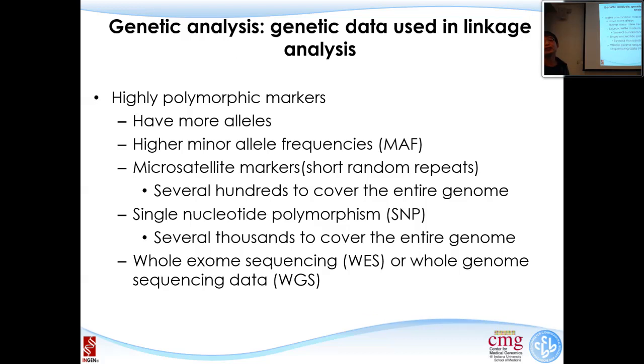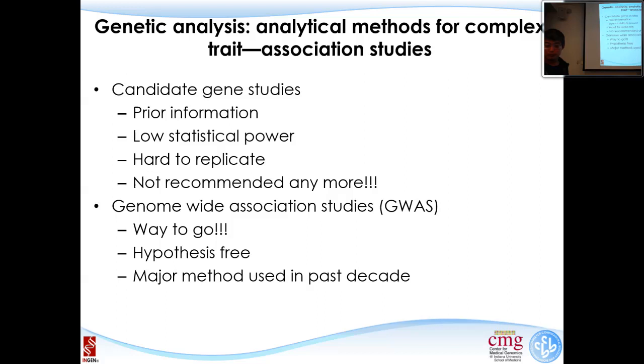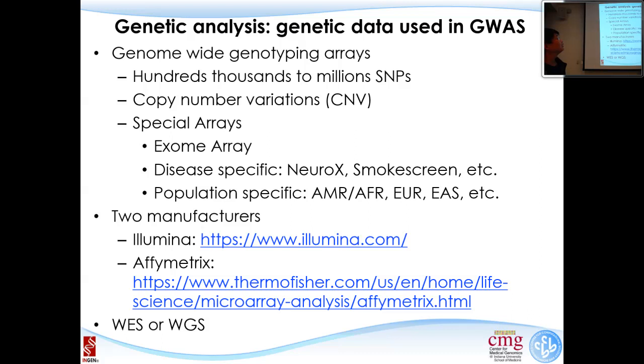For data used in GWAS, it almost all comes from genome-wide genotyping arrays. For example, Illumina has 5 million SNPs on a single chip. Back in the old days, we only had 250,000. And besides SNPs, the single nucleotide polymorphisms, we also have copy number variation.